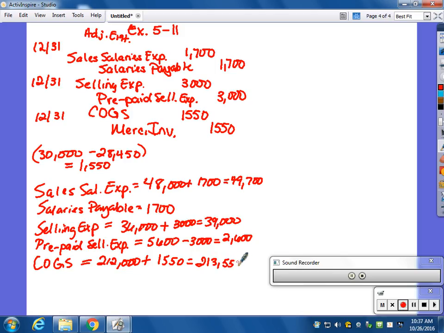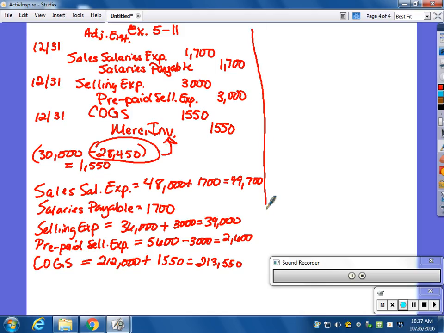213,550. And then merchandise inventory, we know that balance is 28,450, because that's what they said the end of year balance was. So now we have to do closing entries, right?